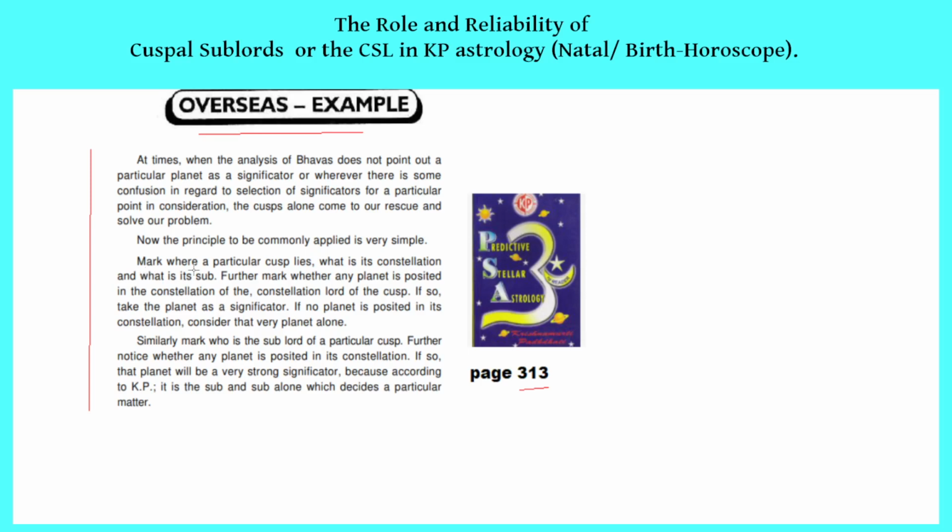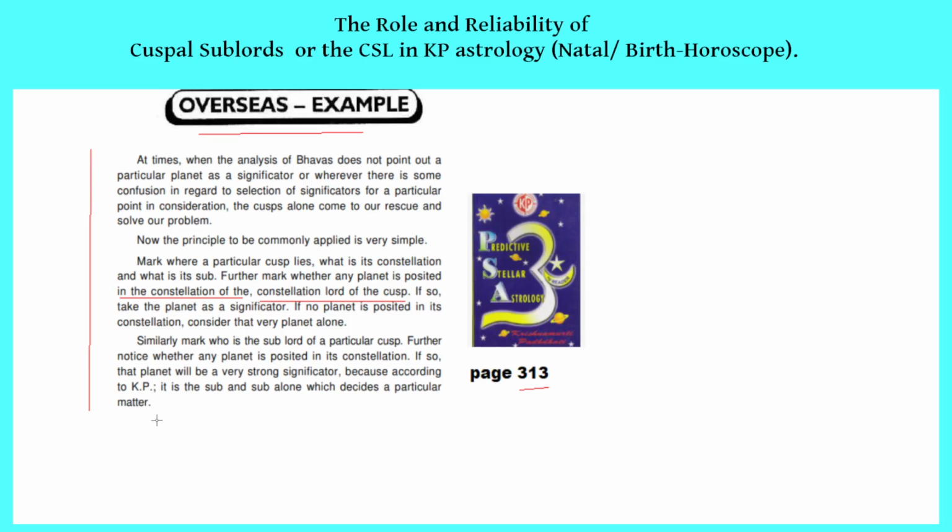It says: mark where a particular cusp lies, what is its constellation and what is its sub. Further, mark whether any planet is posited in the constellation of the constellation lord of the cusp. If so, take the planet as a significator. Similarly, mark who is the sublord of a particular cusp. You can read it.